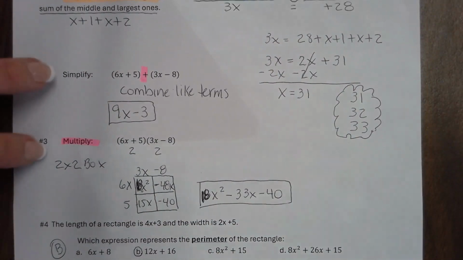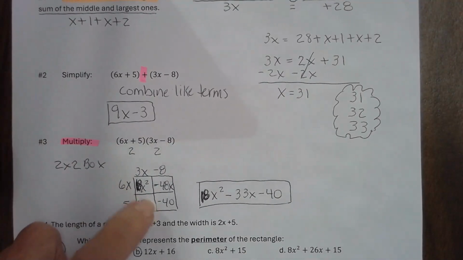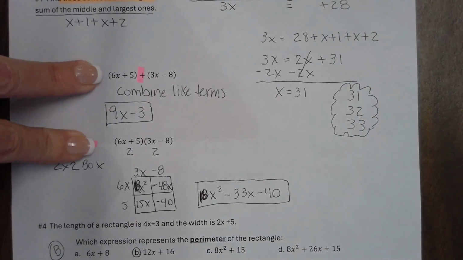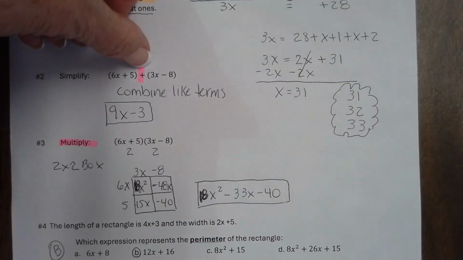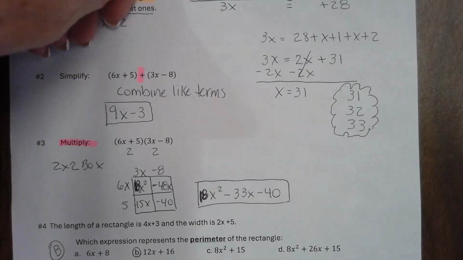Okay, y'all, this right here is very important. Students are really good at this, and they're so good at it that they just try to do it all the time. And y'all, you got to realize these are not the same problems. There is a plus sign in between those parentheses. Y'all, you don't even need the parentheses. I mean, it's combining like terms. That's all it is. So 6x and 3x is 9x. 5 and negative 8 is negative 3.